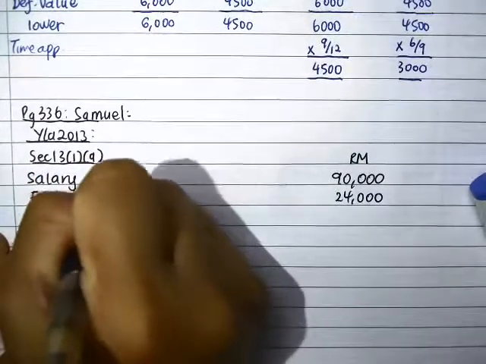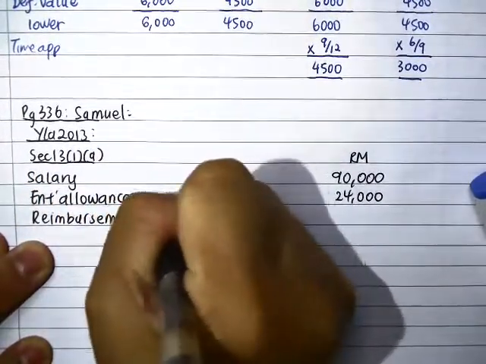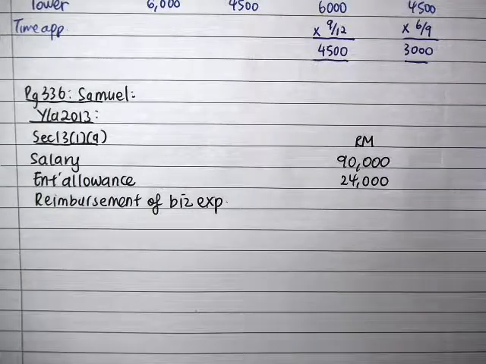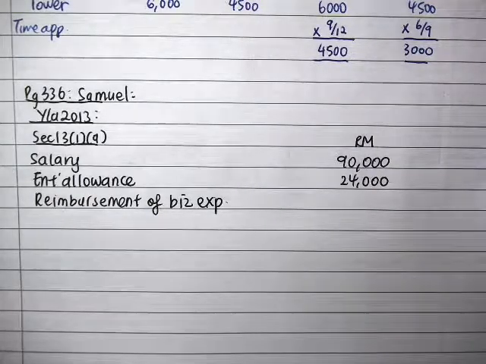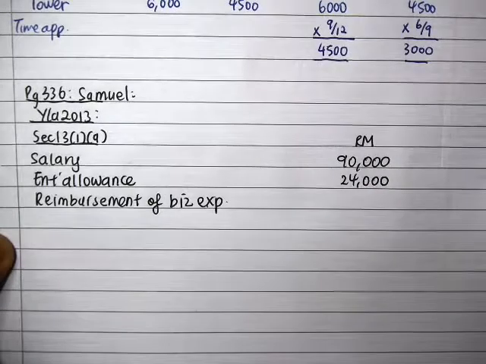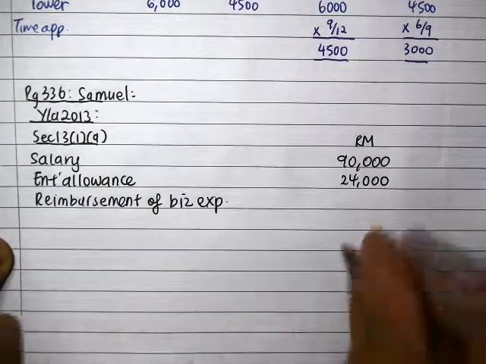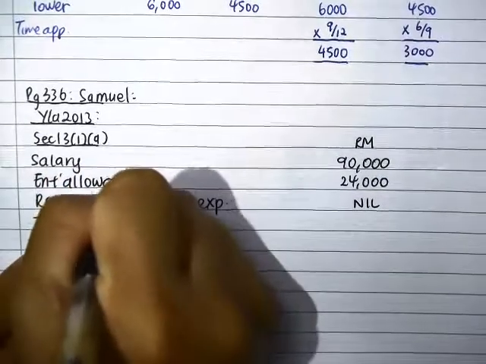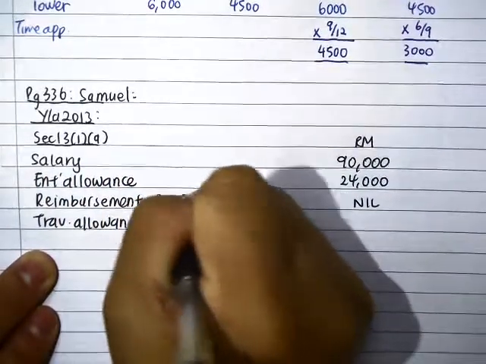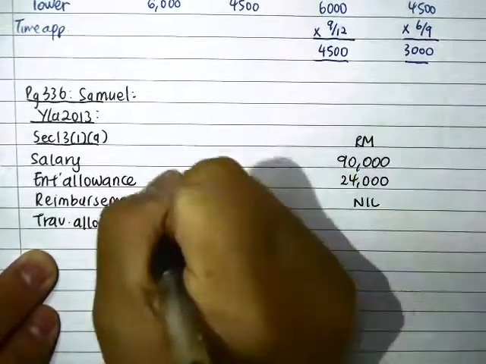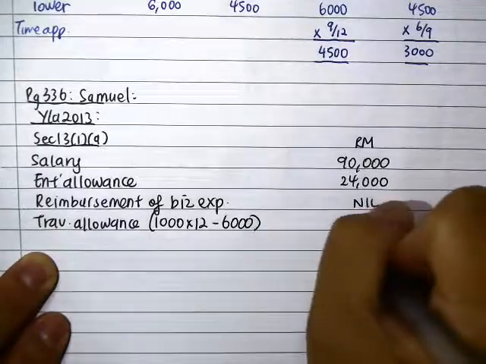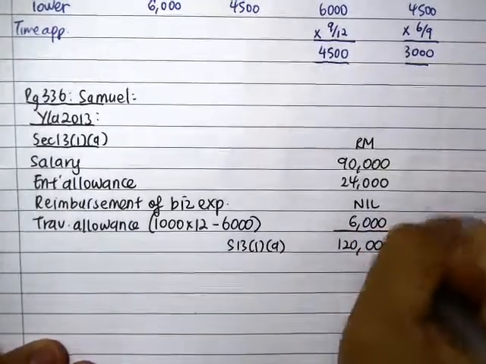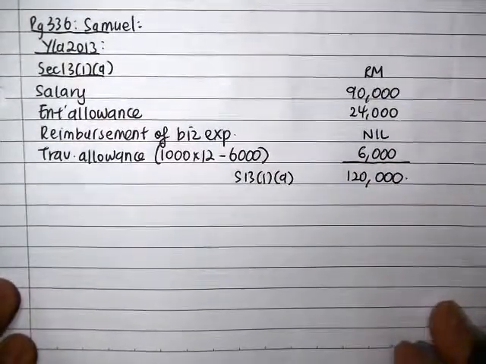Okay, reimbursement of business expenses. Now you claim back money you spend for business. Do you call this a gain? Got gain or no? Nil. You don't tax this. It's not a gain to you. Okay, traveling allowance. So all allowance you must tax. So 1,000 times 12. But traveling allowance you get up to 6,000 ringgit of exemption. So there's a 6,000 exemption. So in total, my 13-1A comes to 120,000.